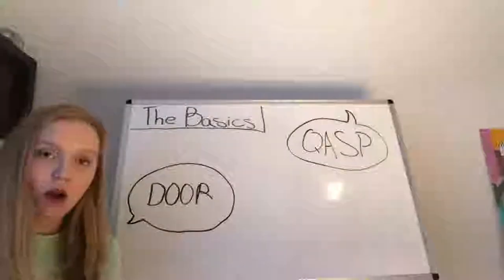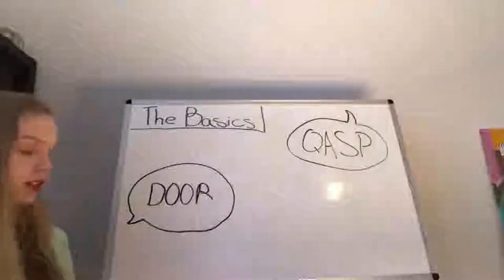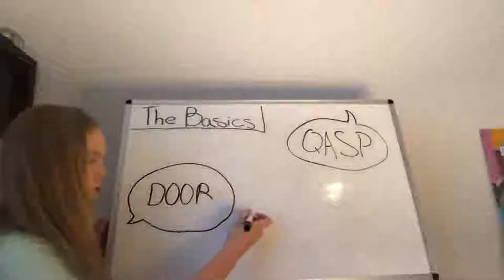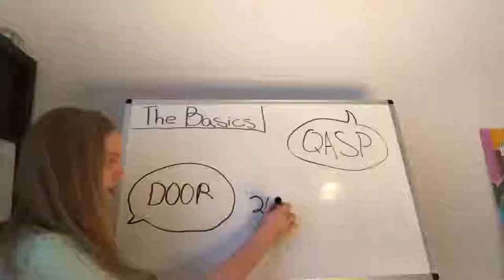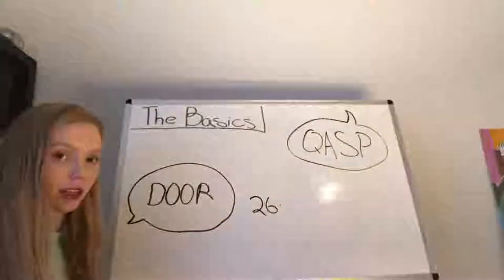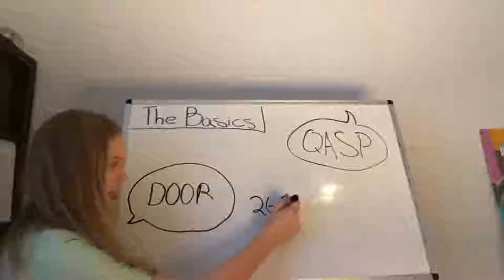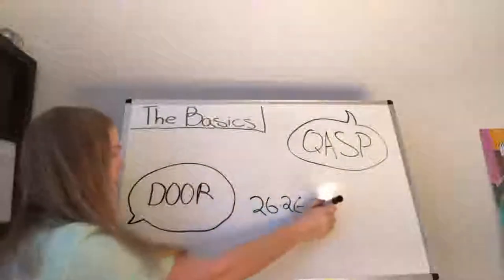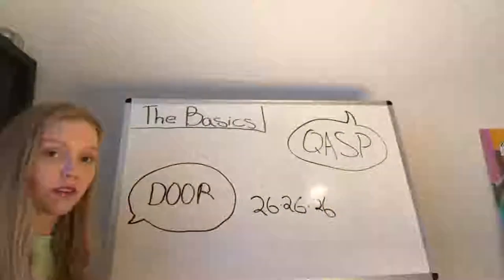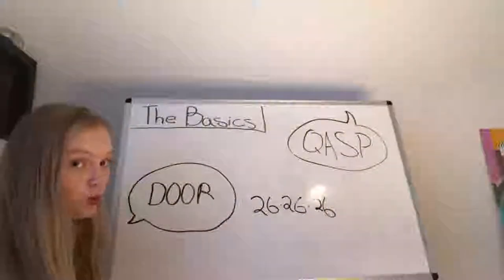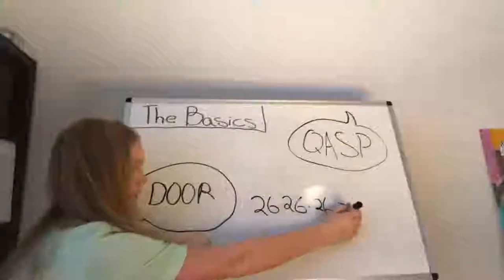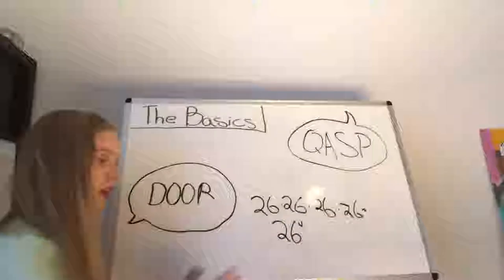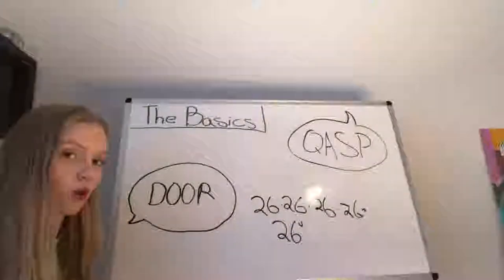All right, so how would we do this? First things first, how many possibilities are there for the first letter? Well, there's 26. How many for the 2nd letter? Well, there's 26. How many for the 3rd letter? Well, there's 26. And how many for the 4th letter? 26. And what we get is that the number of 4-letter words is equal to 26 to the 4th power.